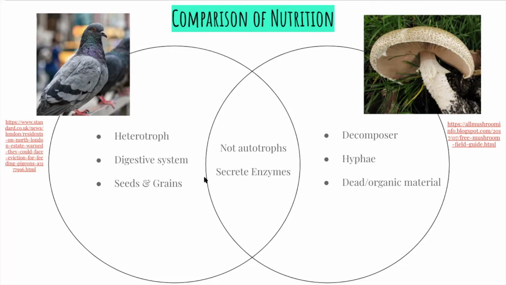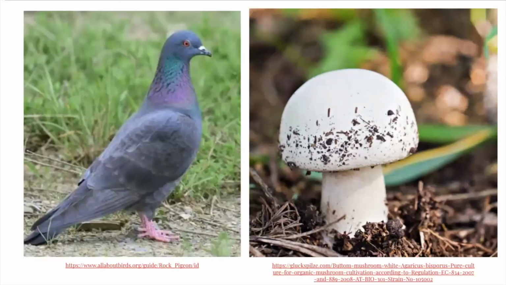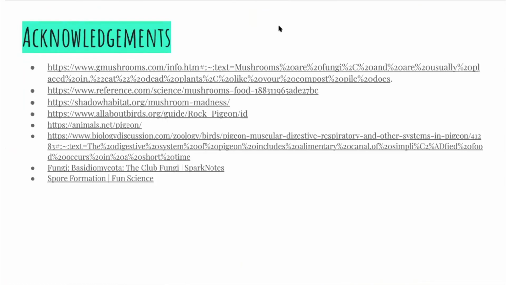Going along with this, it is also evident that the pigeon is a heterotroph and the common mushroom is a decomposer. This is important to note because while they both are not autotrophs, the way in which they get their nutrients is different. And lastly, because they have different digestive processes, their diets are different as well. So ultimately, when comparing the life systems of both of these organisms, it's true that the differences heavily outweigh their similarities. And that's it.